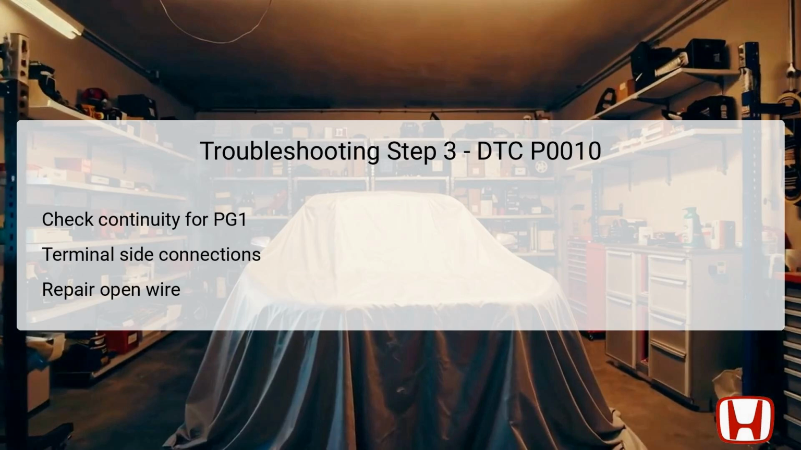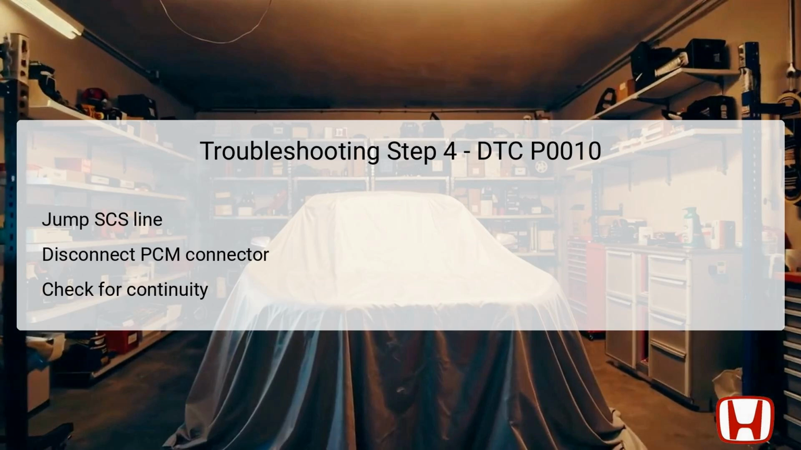However, if there is no continuity, it indicates an open circuit somewhere in the line. In that case, you will need to locate and repair the broken section of the PG1 wire to restore its function before proceeding. For the fourth step, you will begin by jumping the SCS line with your HDS, ensuring that the connection is securely made to facilitate testing.